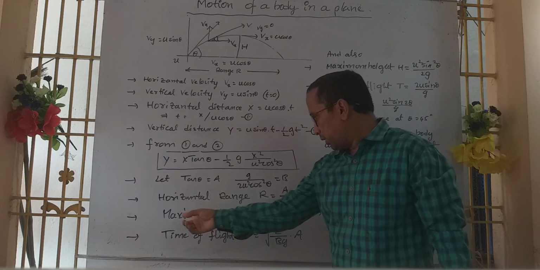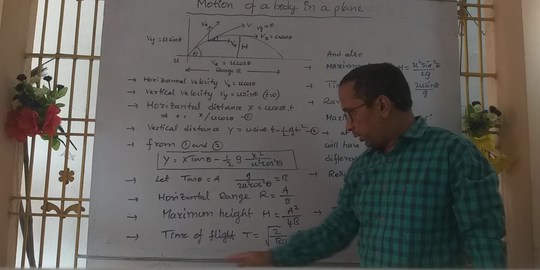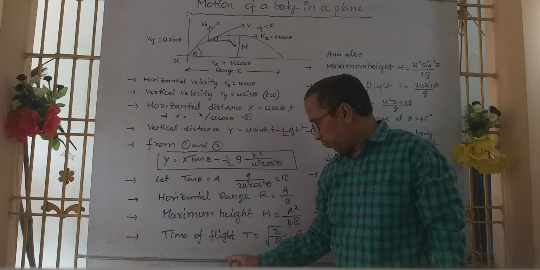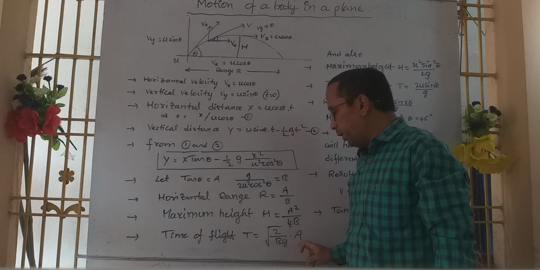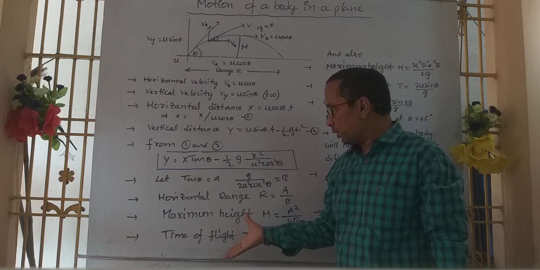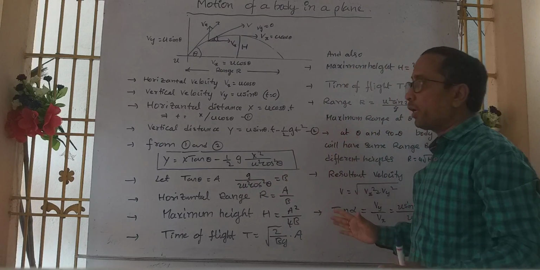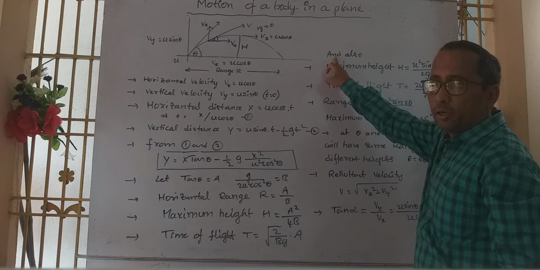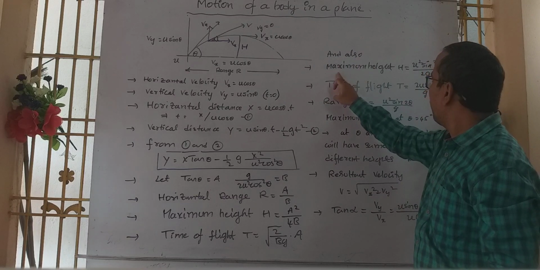Now here, the maximum height h is equal to a square by 4b. Then after that, time of flight t is equal to root of 2 by g into a. This is the formula. But actually, these are all in terms of the a and b values.